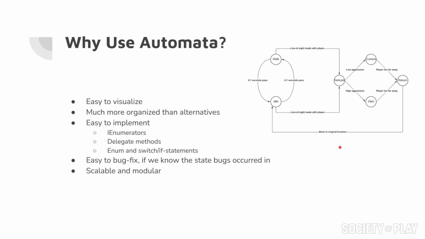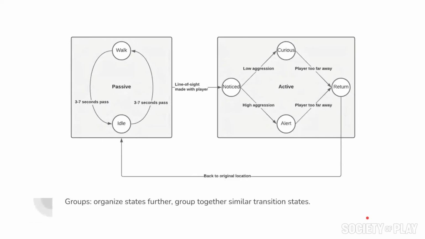But this finite automata is actually very easy to bug fix as well. Like if we see an AI that's looking all over the place and maybe it runs very fast, right? We know exactly what caused this because we so easily defined the different states that the AI could be in. And it's also very scalable and modular, which we'll see just now.